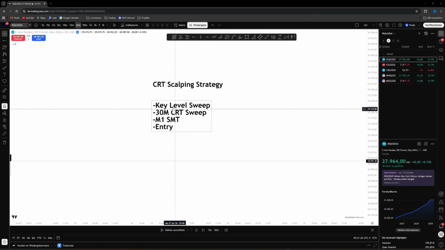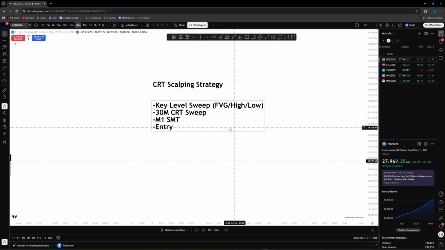The only thing you need is a key level sweep. This can be a fair value gap, a high or a low. For highs or lows, it should be at least on the 1 hour time frame, meaning it happens on the 1 hour chart. Then we need a 30-minute CRT sweep. I'll show you in a moment exactly what that is.